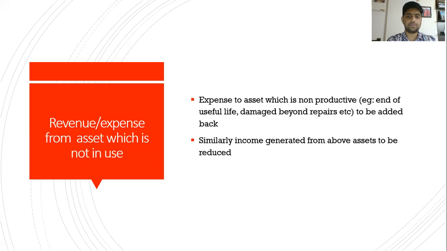If the asset's life is over and if it is damaged beyond repairs, then we should not consider those expenses for finding out the adjusted EBITDA. We should add back. Similarly, income generated from assets whose life is already over also should not be added, because ultimately our aim is to understand the cash generating capacity of the entity, not the historical values. So this is the reason why we should do this.